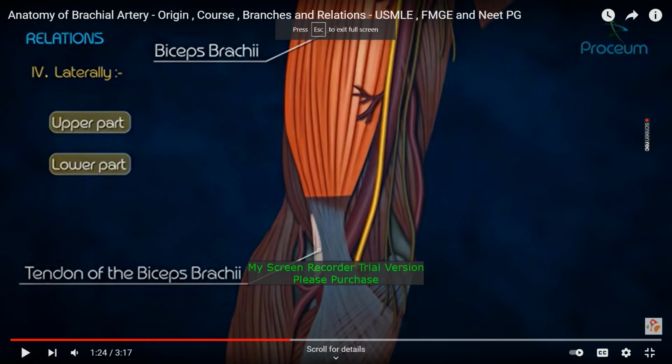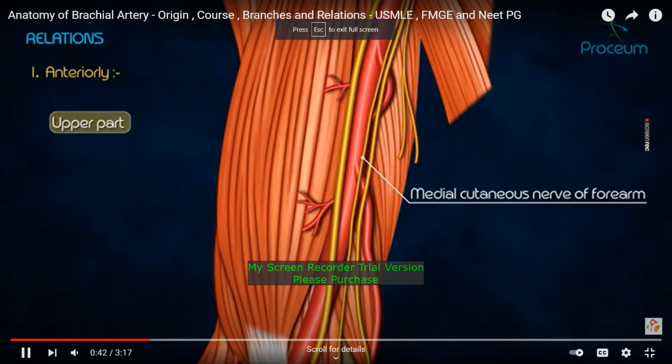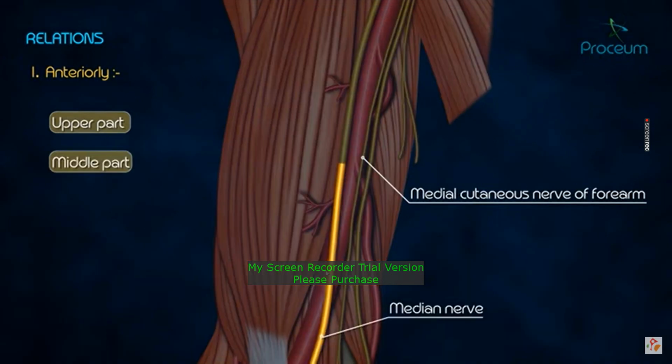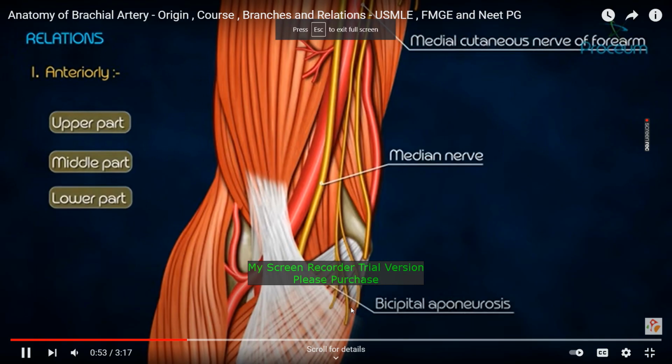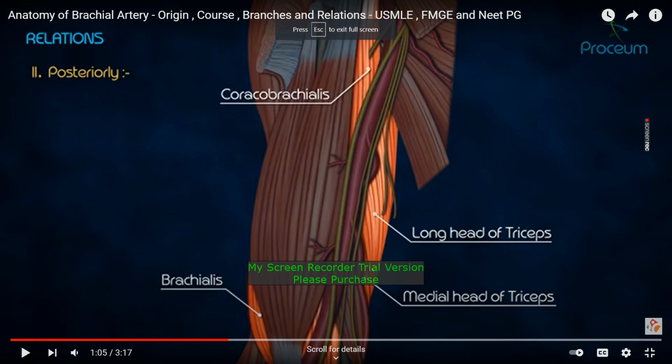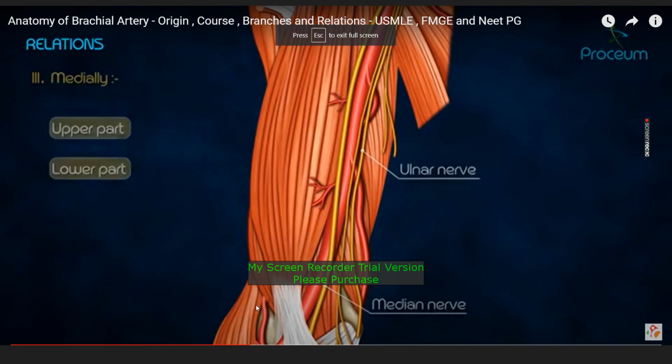Now let's go through this again, a quick revision. On the anterior side, its relations are, on the upper part, the medial cutaneous nerve of the forearm, on the middle part it is crossed by the median nerve from lateral to medial side, and on the lower part the bicipital aponeurosis. Posteriorly it has the coracobrachialis muscle, long head of triceps, medial head of triceps, and brachialis.